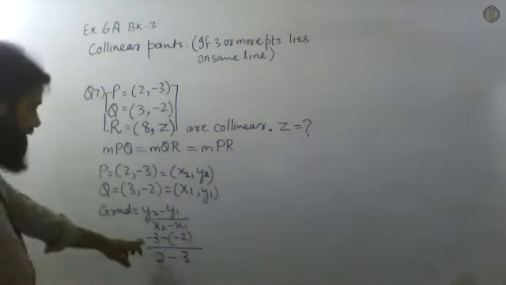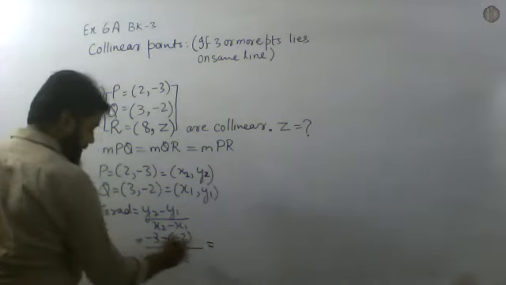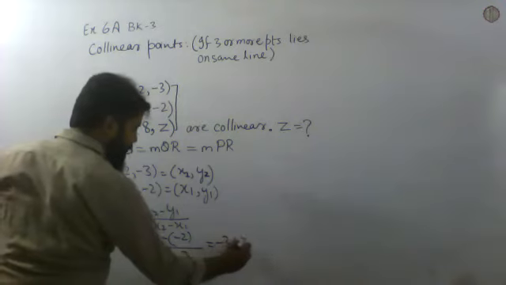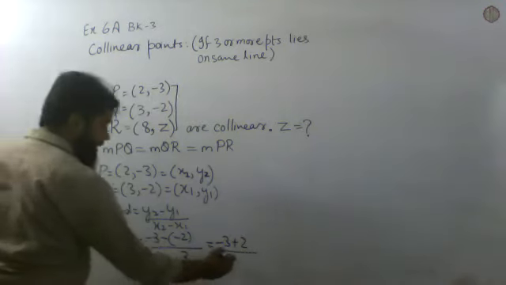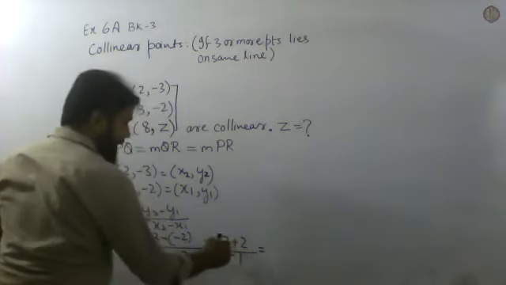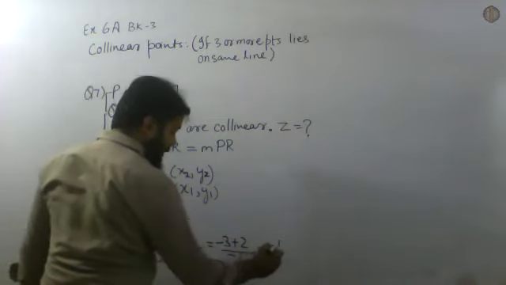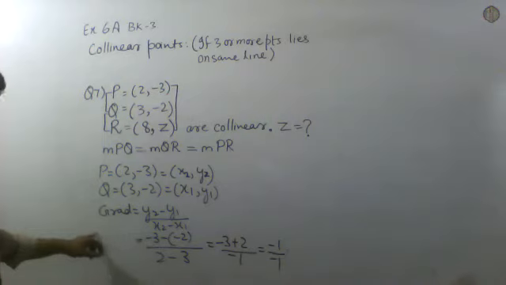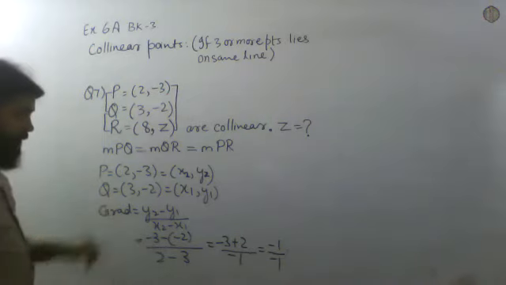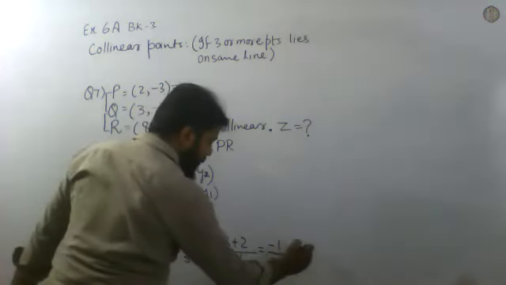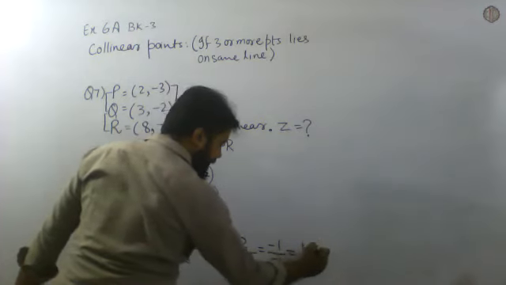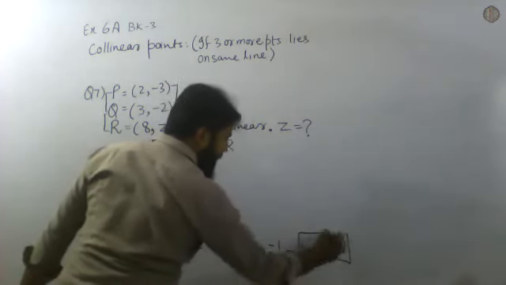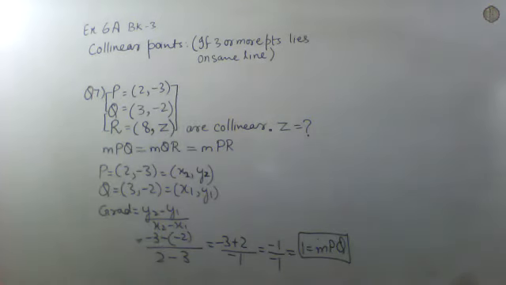Okay, so when I simplify this one, minus 3 plus 2 upon 2 minus 3 will be minus 1, minus 3 plus 2 will be minus 1, over minus 1. So the gradient of PQ is coming 1. That's my first working.